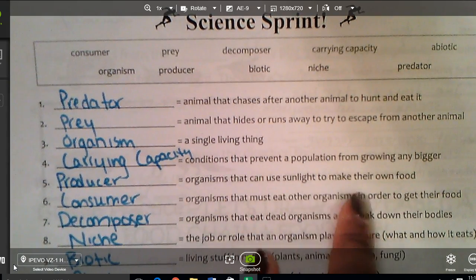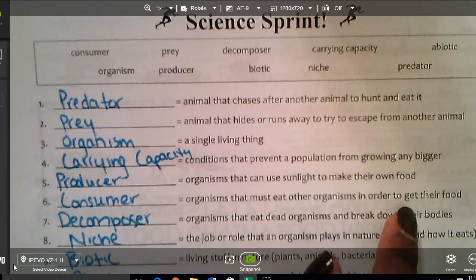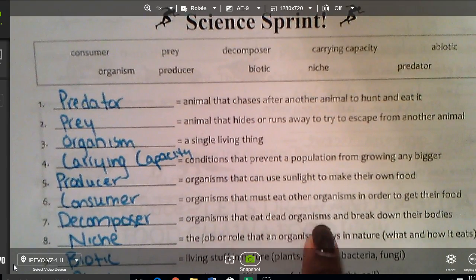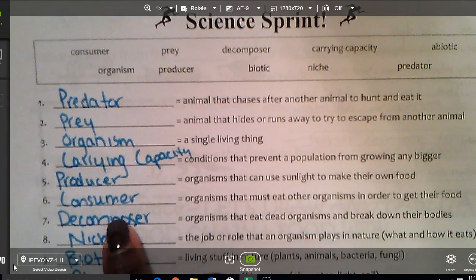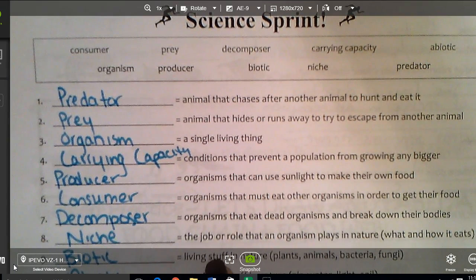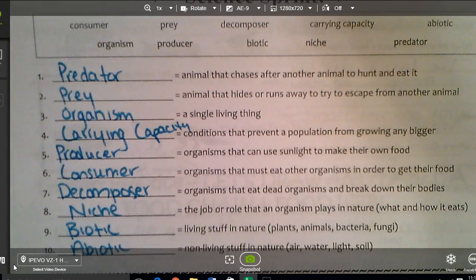Organisms that can use sunlight to make their own food, producer. Organisms that must eat other organisms in order to get their food, consumer. Organisms that eat dead organisms and break down their bodies, decomposer. The job or role that an organism plays in nature, niche. Living stuff in nature, biotic. Non-living stuff in nature, abiotic.